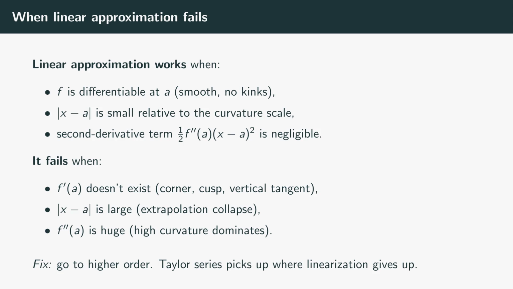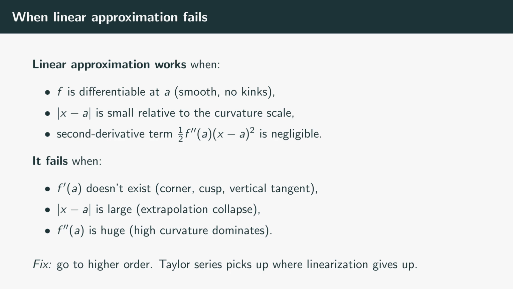A word on when linear approximation breaks down, so you know what's safe. It works whenever f is differentiable at a, meaning the curve has a well-defined tangent line there, and the step x minus a is small relative to the curvature of the function. Small relative to curvature is the right way to say it. Small in absolute terms can be misleading. A step of 0.02 is small for square root near 9, where curvature is mild, but not so small for x to the 10th near 1, where curvature is steep, and we saw the error reflect that.